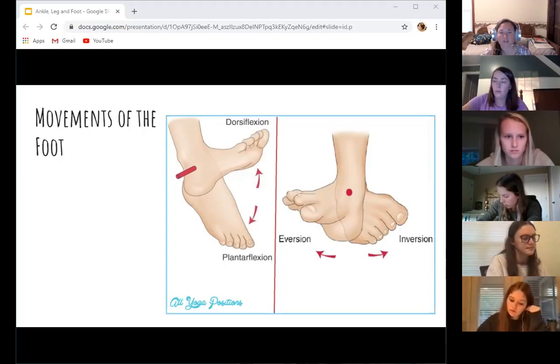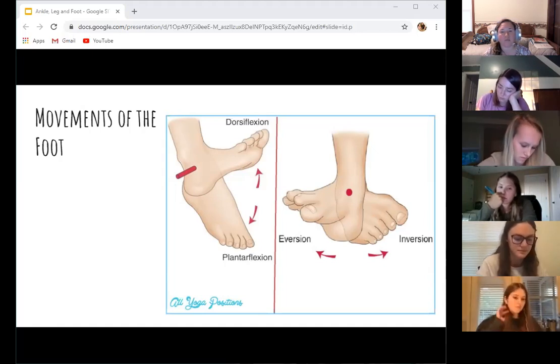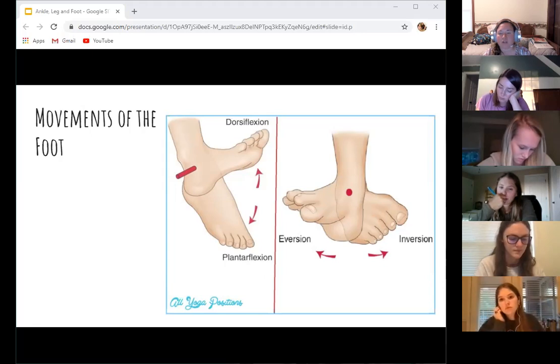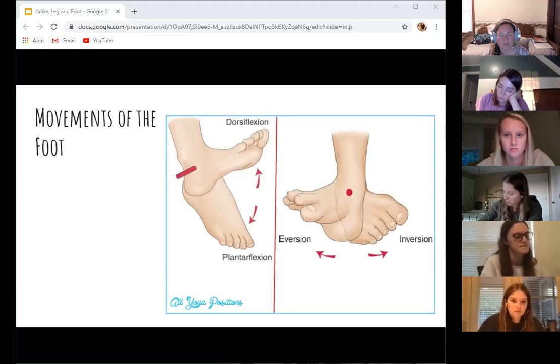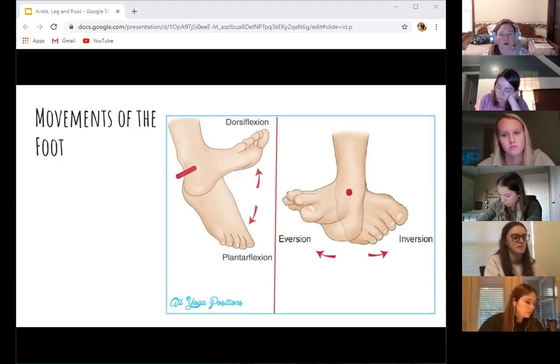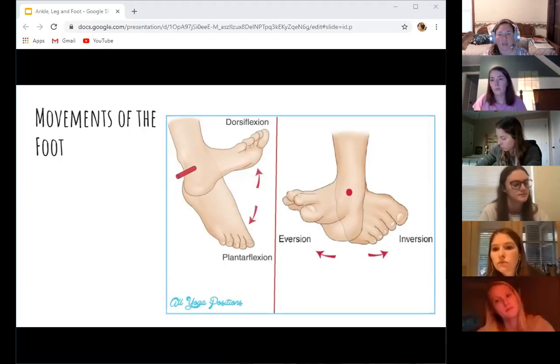So if you're trying to rotate your foot medially so that your big toe is down towards the ground, that would be eversion. If you go the opposite direction so that your little toe is towards the ground, that would be inversion. So just a quick review of all of those movements for the knee and for the ankle.